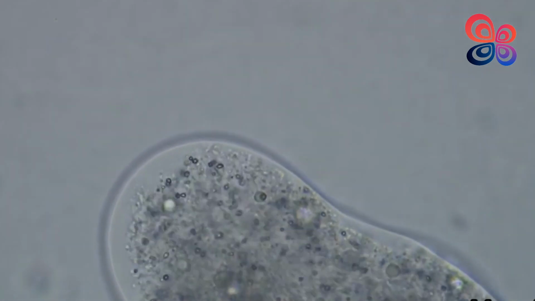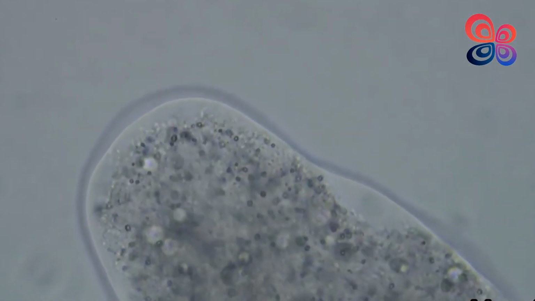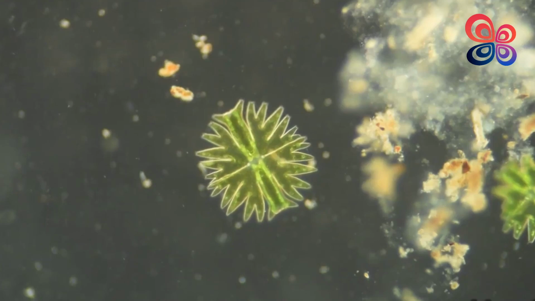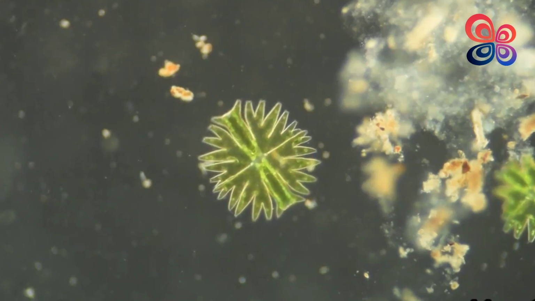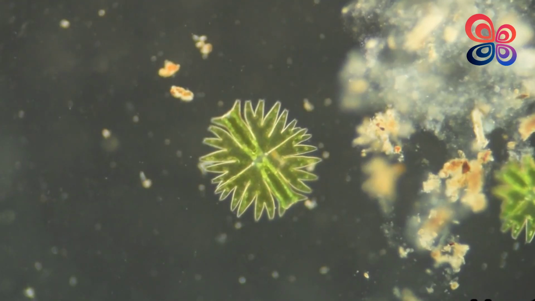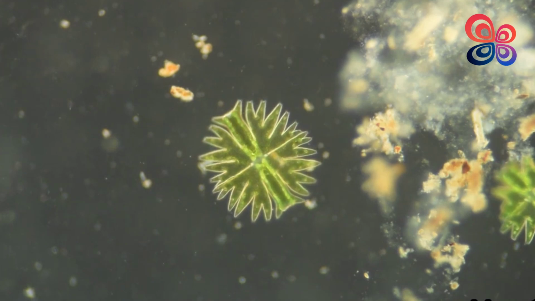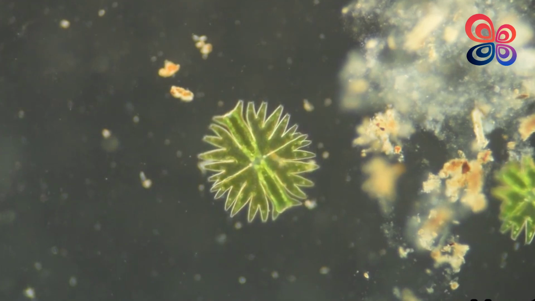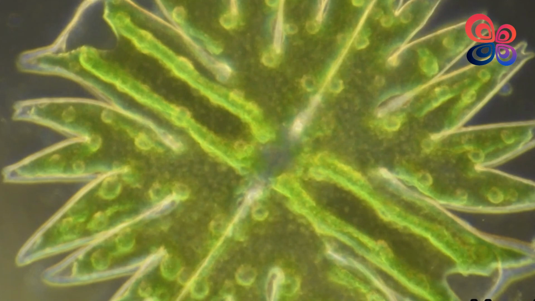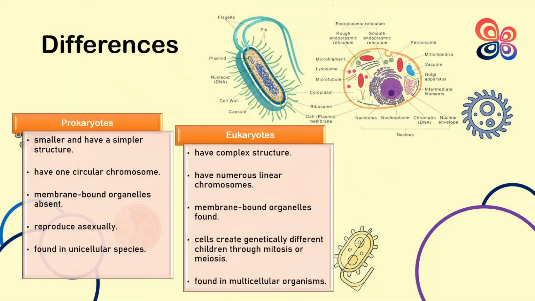Prokaryotic cells are found in unicellular species, as well as in bacterial or archaeal communities, whereas eukaryotic cells are found in multicellular organisms. While prokaryotic and eukaryotic cells share some basic structural and functional similarities, they also have numerous significant distinctions that reflect their separate evolutionary histories and adaptations to different environments.